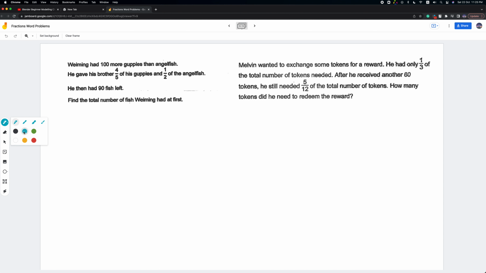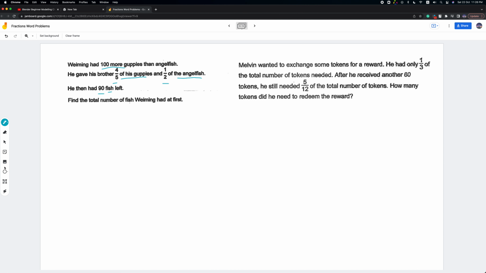Alright, so this question consists of a few things. You have a comparison, and then you have fractions for the two different types of fish. And then you have the total number of fish left. So basically, usually, if you have a comparison, I would recommend drawing a model.